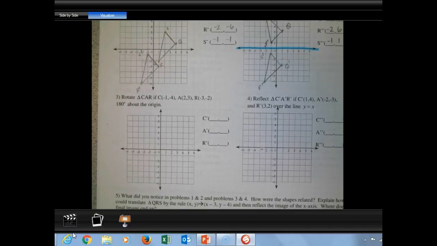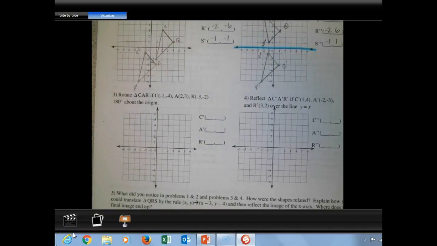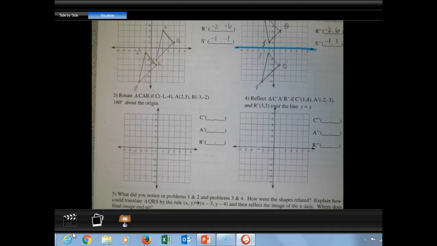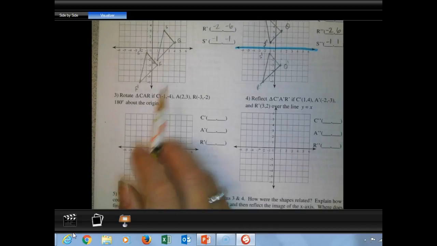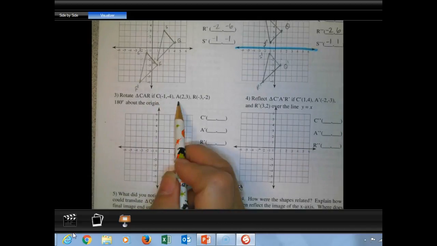This part here is just a review of all the transformations that we've done, which was your test that you had yesterday. Results of the test, we'll see. I've only graded 1 and it wasn't great. So here we go. I'm going to plot my original figure, CAR.